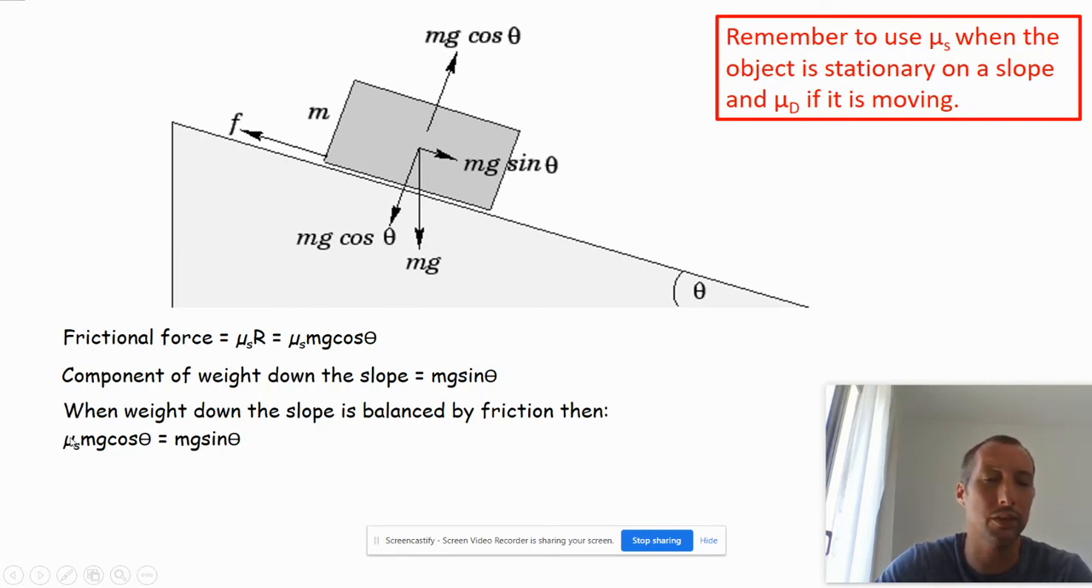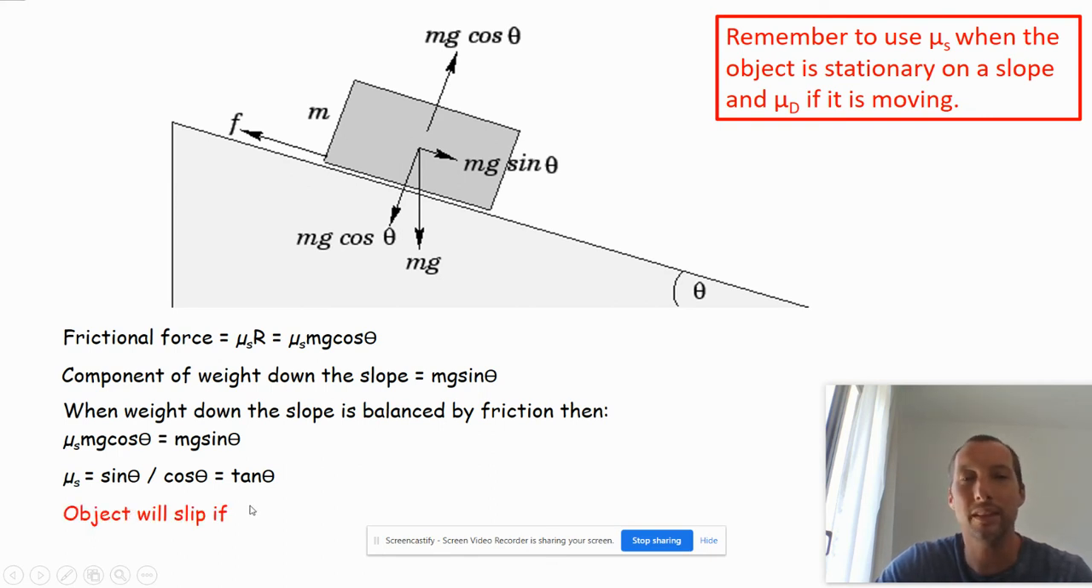Now, what we can do is rearrange this equation for mu s. So we can take mg cos theta and move it onto the other side. So we're going to divide mg sine theta by mg cos theta. The two mg's cancel. So I get mu s is equal to sine theta over cos theta. I don't know how much maths you've done, but sine theta divided by cos theta is equal to tan theta. So we managed to simplify this down to the coefficient of static friction being equal to the tan of the angle.